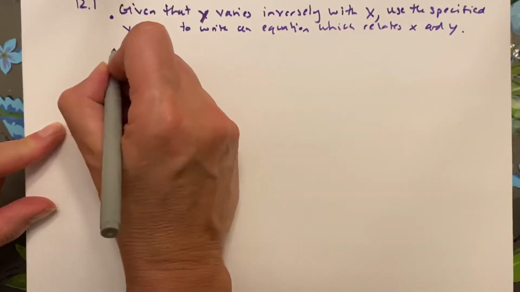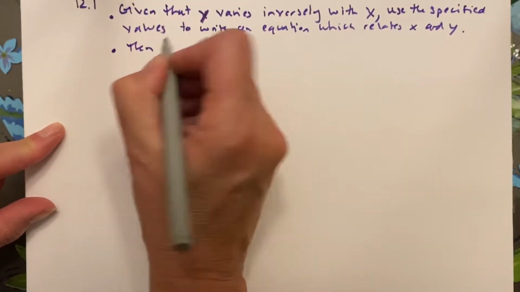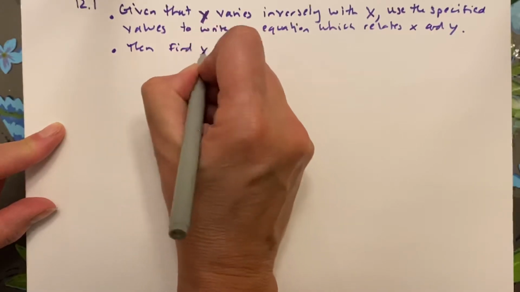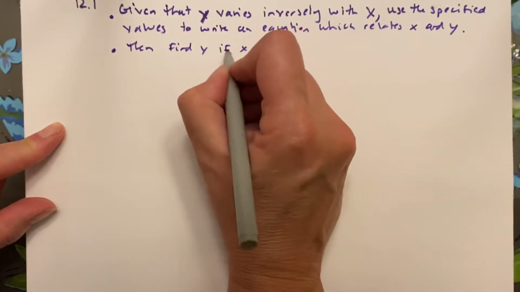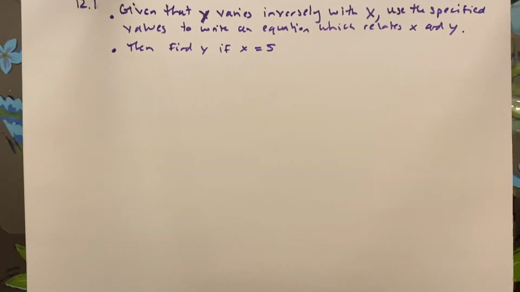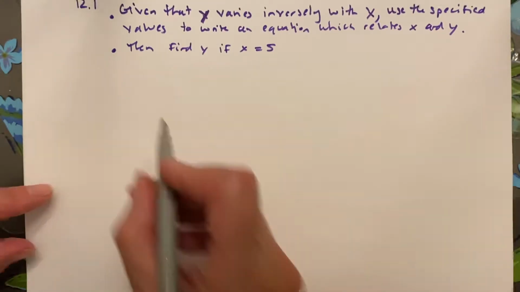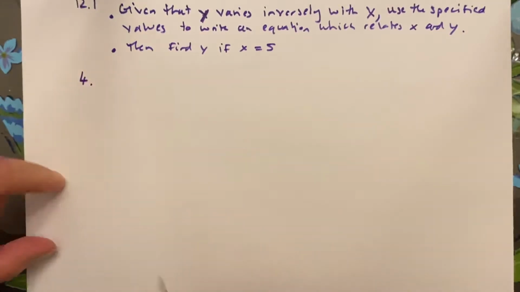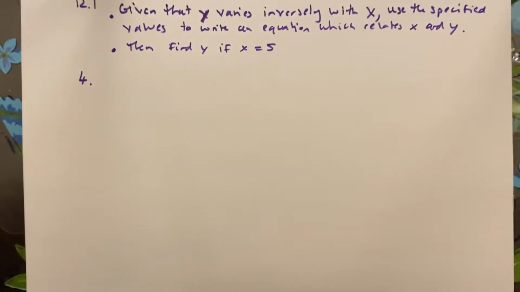Remember, there's a second question. Then find y if x equals, here in this case 5, we could say 3 or 2 or 1, it doesn't matter. Okay, so I'm doing evens, right? So let's look at number 4. X equals 9, y equals 2.